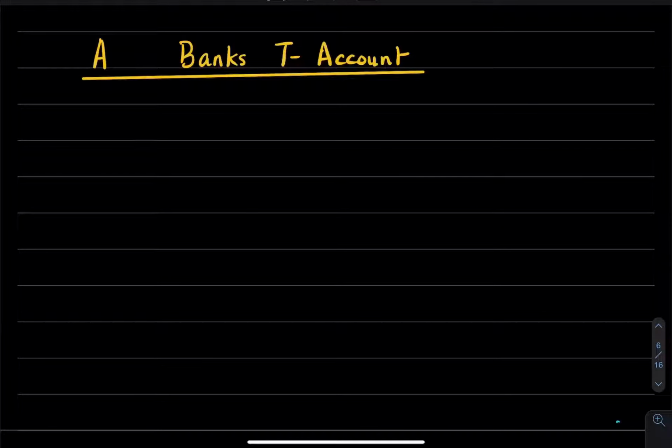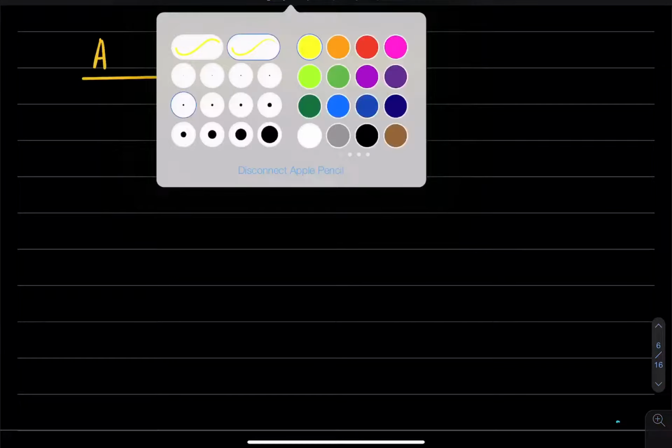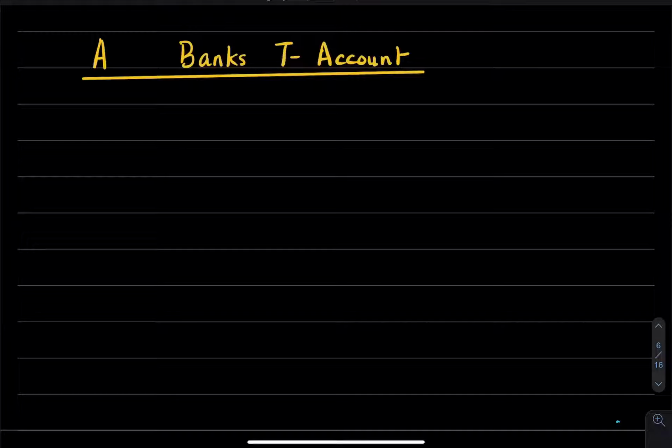Now we're going to look at a simplified accounting statement that shows a bank's assets and liabilities. This is called a T-Account. It is called a T-Account because it is in the shape of a T. And so this is what it looks like. This is a T.